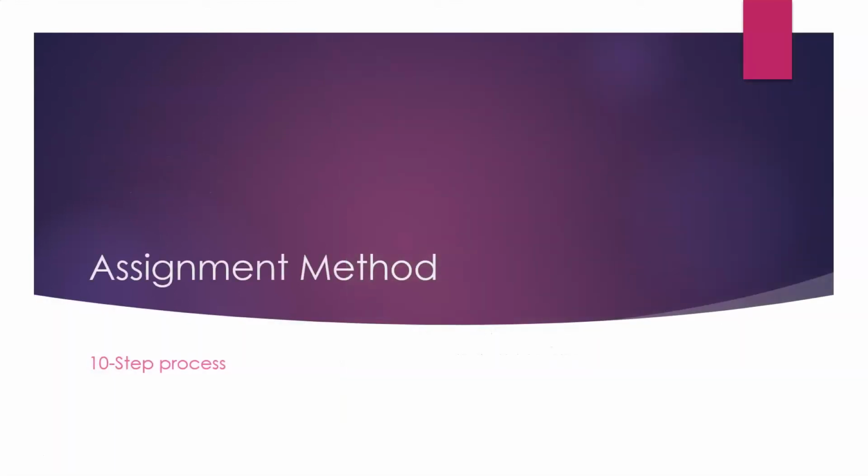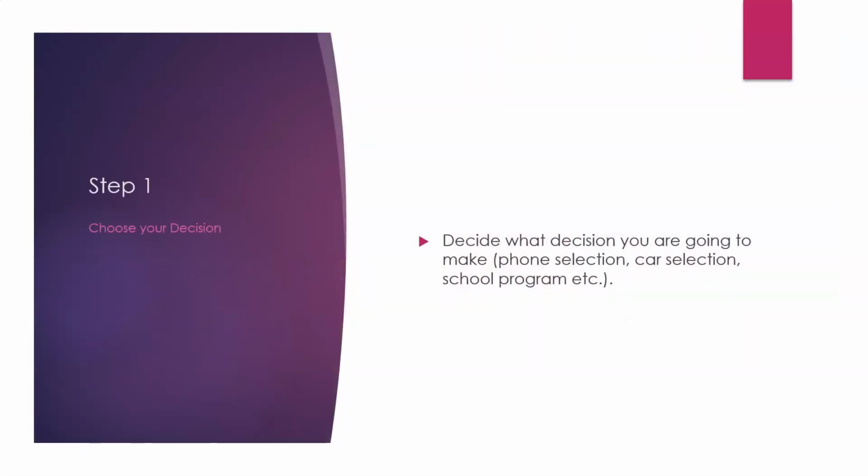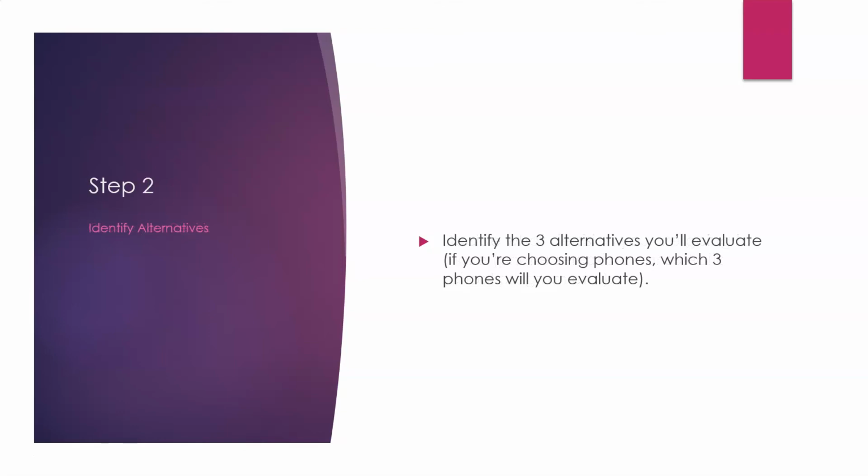So the assignment method: there's kind of a 10-step, or actually I think it's a 12-step process. Step 1 is to choose your decision. Decide what decision you're going to make, whether it's phone selection, car selection, school program, etc. Step 2 is to identify alternatives. Look for 3 alternatives you'll evaluate.